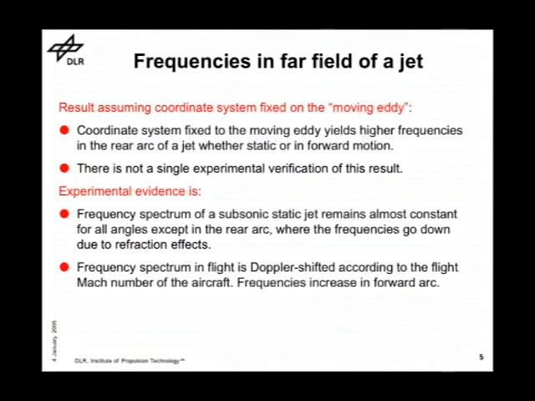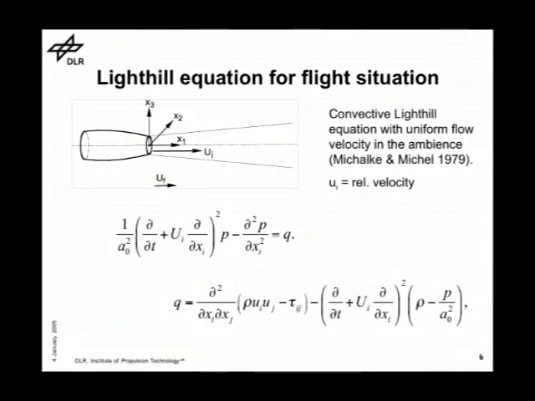The experimental evidence is that the frequency spectrum is almost constant at subsonic jet speeds at angles 0 to 120 degrees. Only in the very rear arc do the frequencies go down, not up. But this is due to reflection effects. And we find in experimental data that the frequency spectrum in flight is Doppler shifted according to the flight Mach number. So every experimental indication is that the sources have to be discussed in a coordinate system that moves with the nozzle, with the aircraft. And the following theory is then based on such a coordinate system.